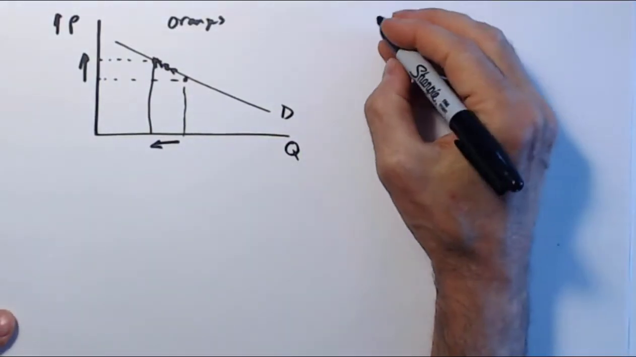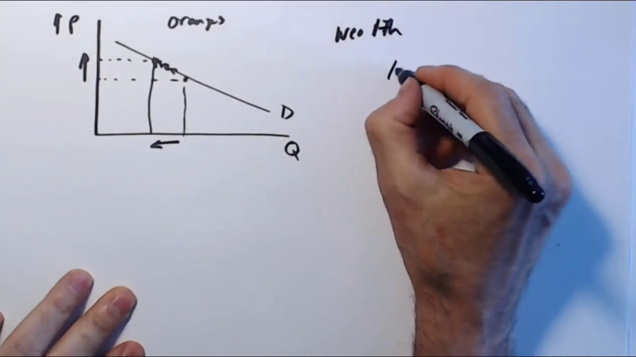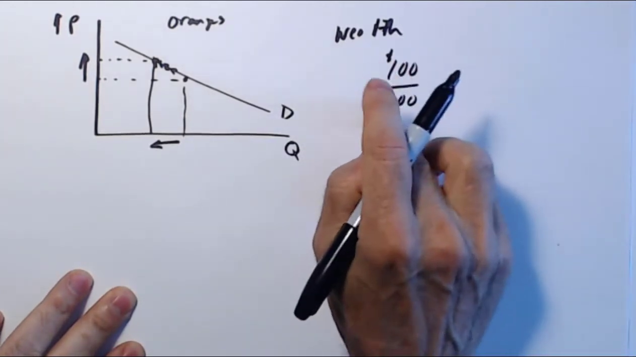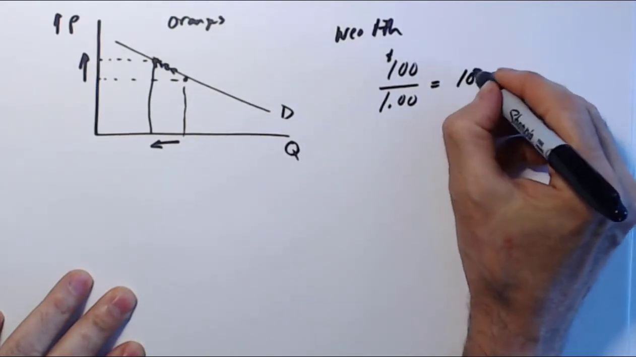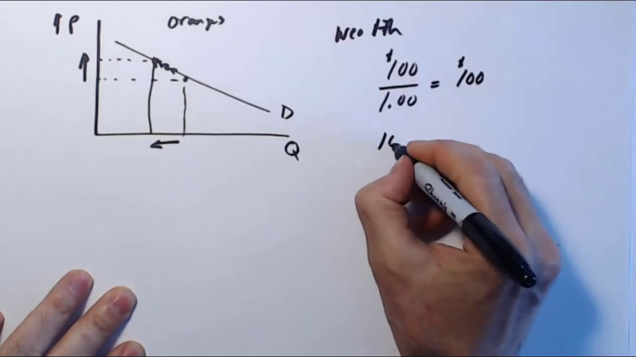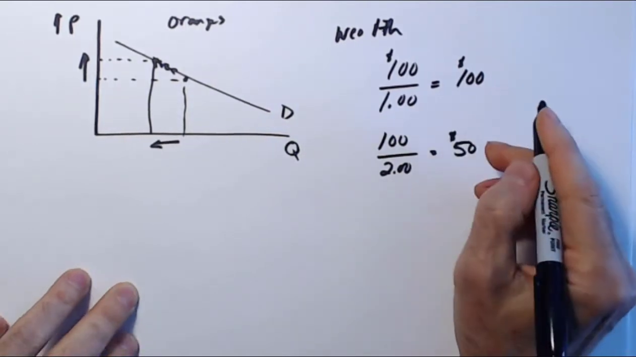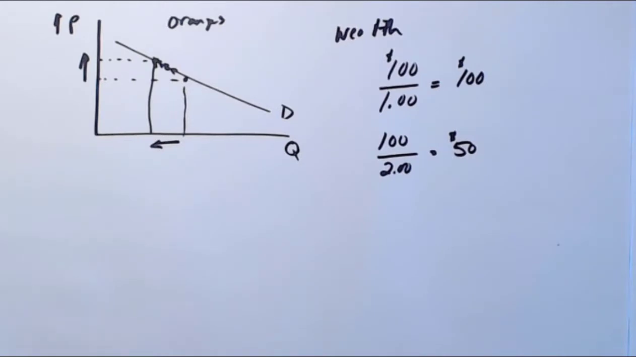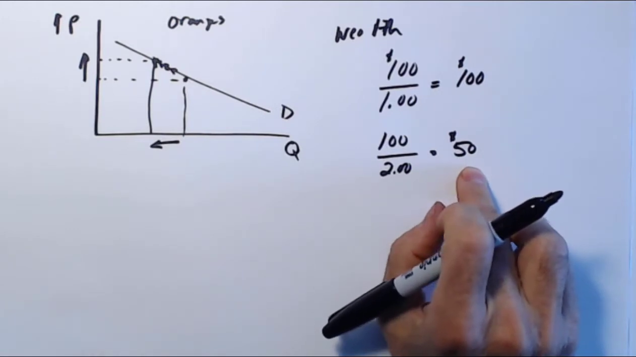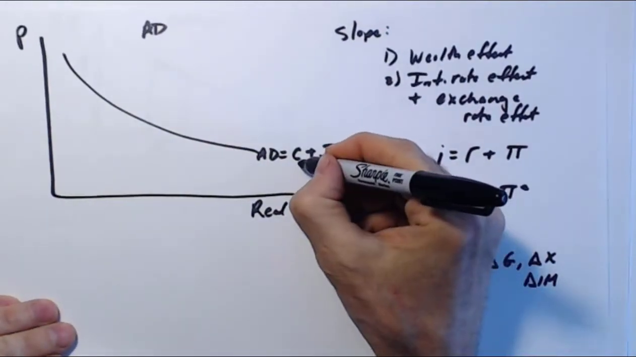Now, the wealth effect works like this. Let's say we have $100 in a bank account, and the price level is just 1. Okay? We can scale the price level to whatever we want, and so we basically have real wealth of $100. But let's say the price level doubles. So the price level goes to 2. Now we only have $50 in wealth. Well, when we have $50 in wealth, that's a problem for us. We tend to reduce our consumption. So what would happen is consumption here would fall off.